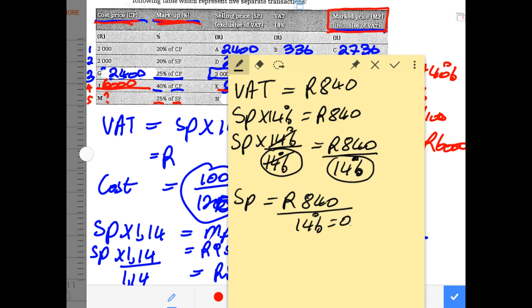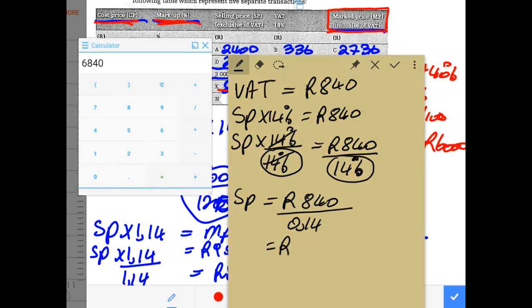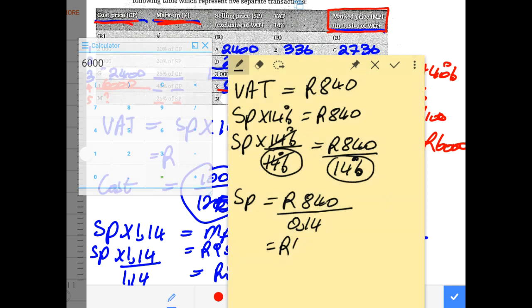Remember, 14% is equal to 0.14 in decimal, to make it very simple, because that is 14 over 100, and 14 over 100 is 0.14. That becomes easy when we use the decimals. So now we can just say 840 divided by 0.14, which is 14%, and this will give us our selling price. So now it's 840 divided by 0.14, and this will be 6,000 rands. What is 6,000 rands? 6,000 rands is the selling price.